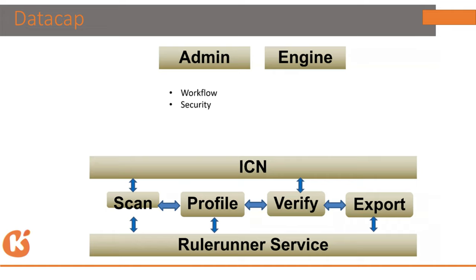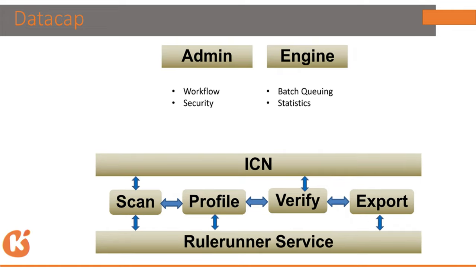If you talk about the engine database, it holds all kinds of batch information. For example, if you have created any batch in your data cap application, that batch information will be stored in the engine database. Like what workflow you have created, which job and which task you have created, what the status of each task or each batch is, and statistics and batch queuing information are available in the engine database.